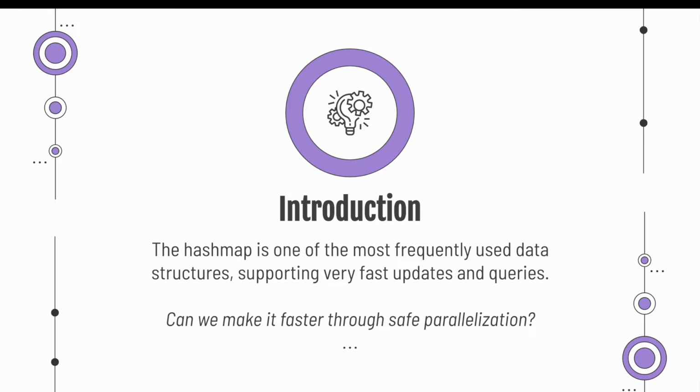So a hash map is one of the most frequently used data structures that uses a hash function to map a set of keys and values. It supports very fast updates and queries with an average time complexity of order 1. The standard hash maps used in software development today are designed to be sequential, so this brought up the question, can we make it faster through safe parallelization?